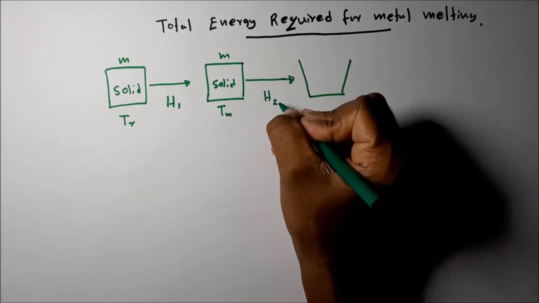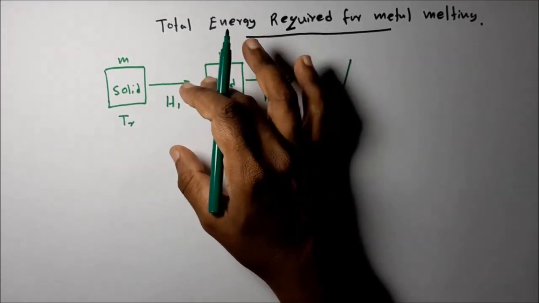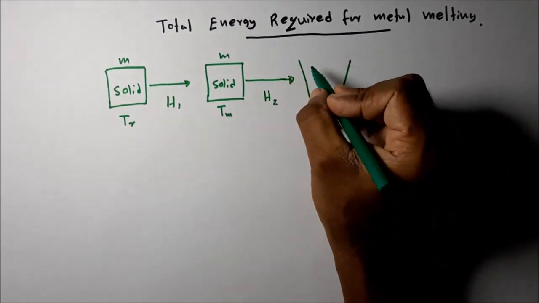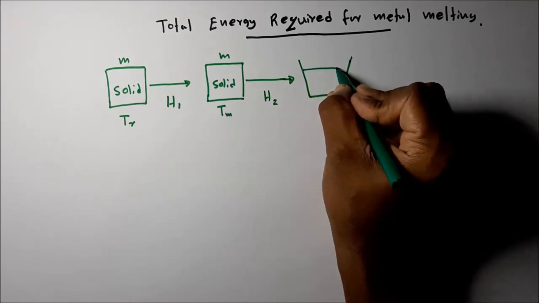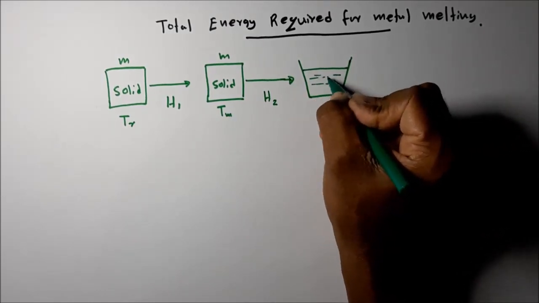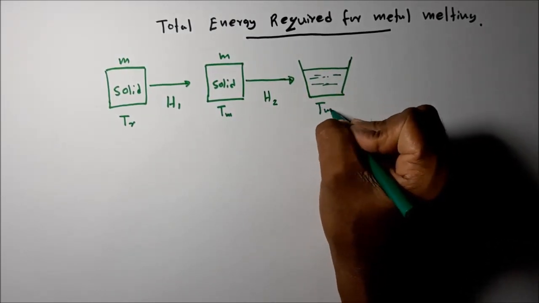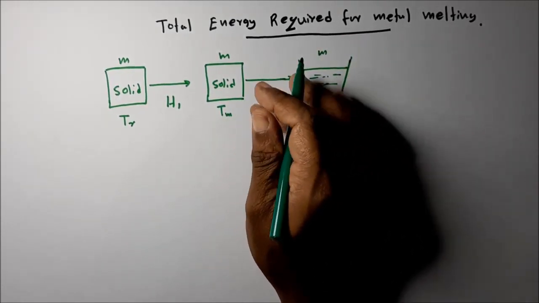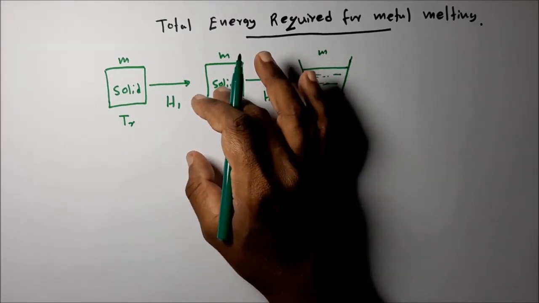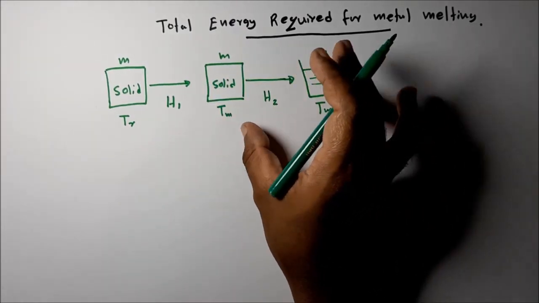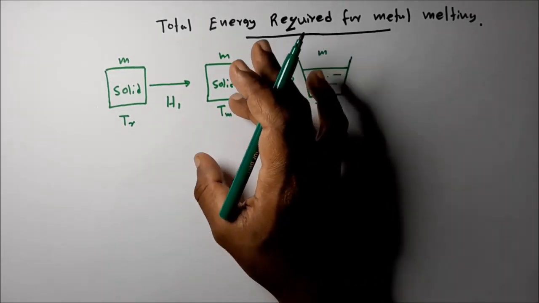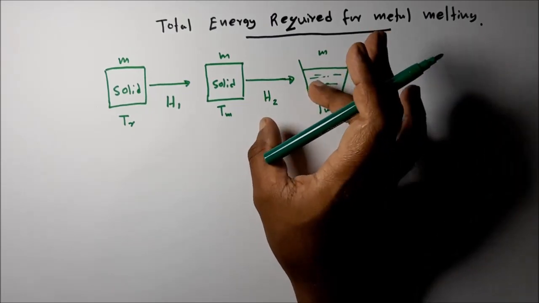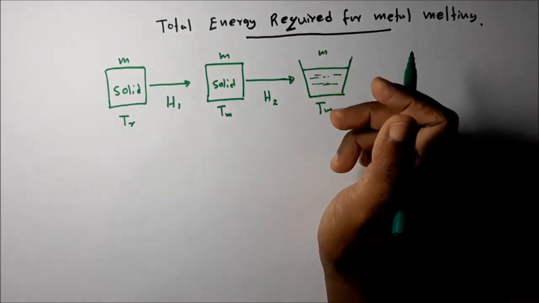Let's take H2. To break the molecular bond structure, we have to give the latent heat of fusion. I think you all know this latent heat of fusion from your O level. It produces the molten metal at that temperature. The temperature doesn't change. That means the heat energy given in this situation is totally used to break the internal molecular structure bonds and convert it to liquid metal at the melting temperature.